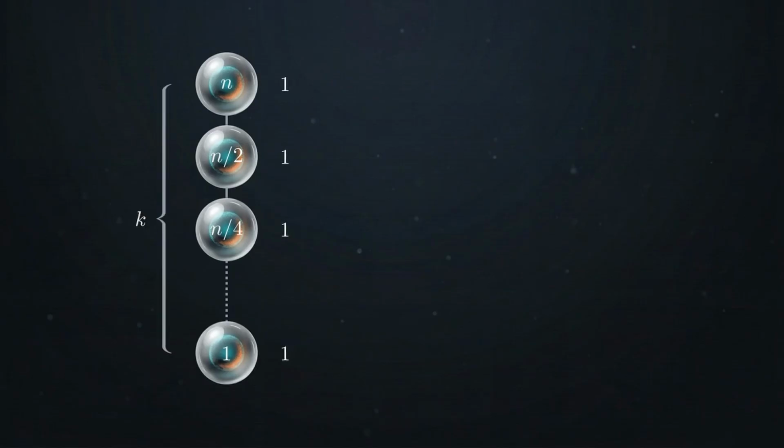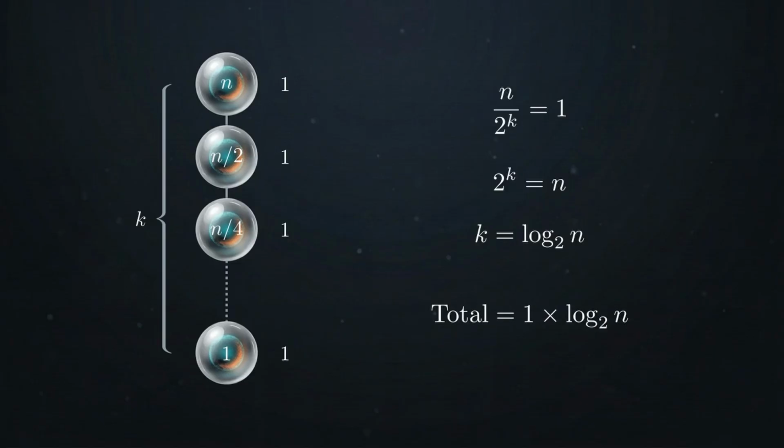The height of this tree, k, is determined by how many times we can divide n by 2 before reaching 1. This gives us a height of log base 2 of n. Multiplying the constant work at each level by the tree's height results in a time complexity of Θ(log n).